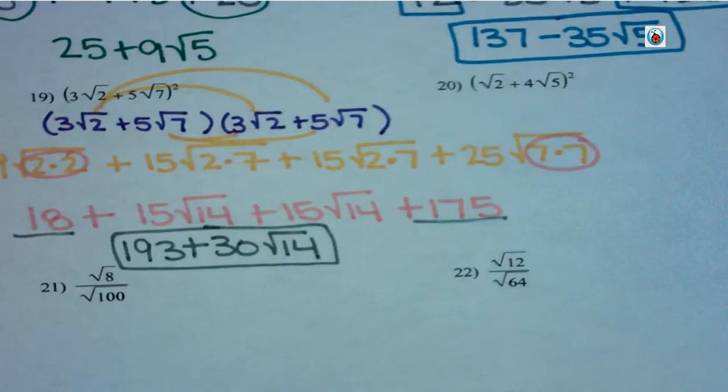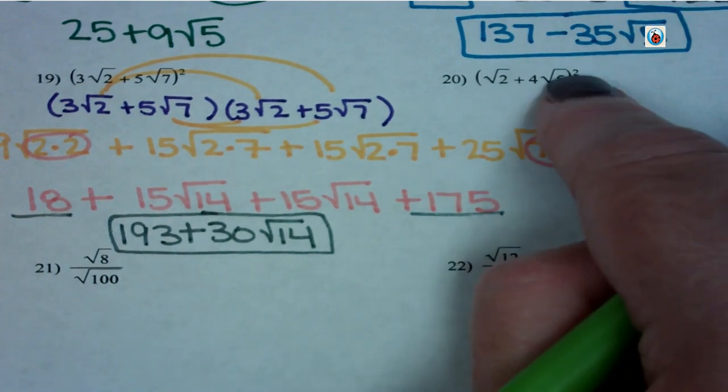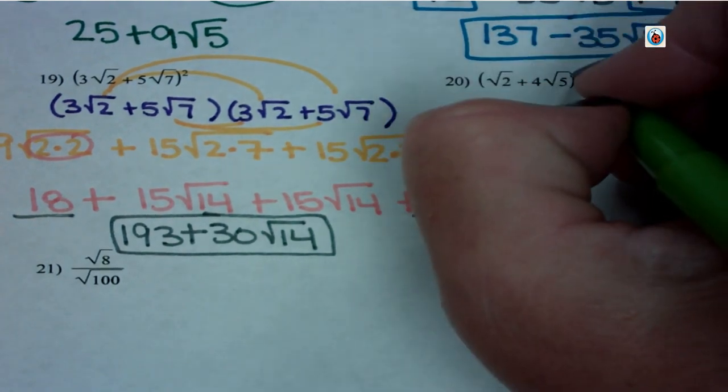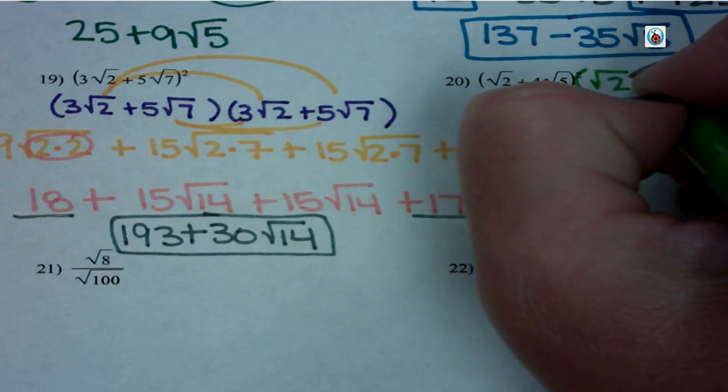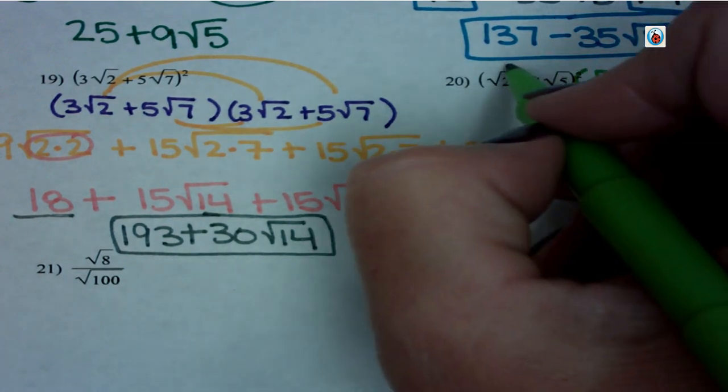Okay, let's try. I want you to try 20, pause the video, and then come back and check yourself. Okay, so again, this 2 out here means we have 2 groups of it. So I have square root of 2 plus 4 square root of 5 twice. So I'm going to distribute.